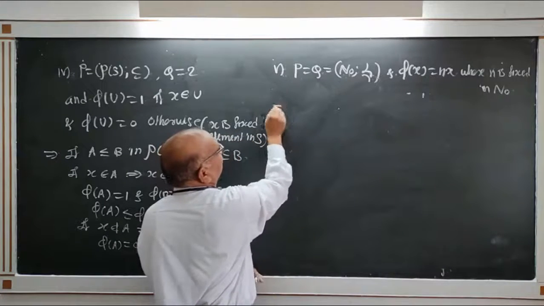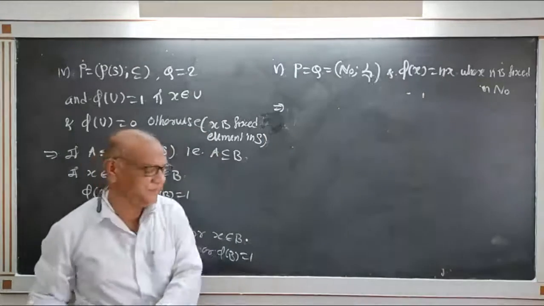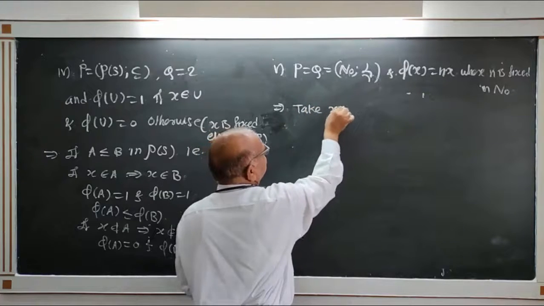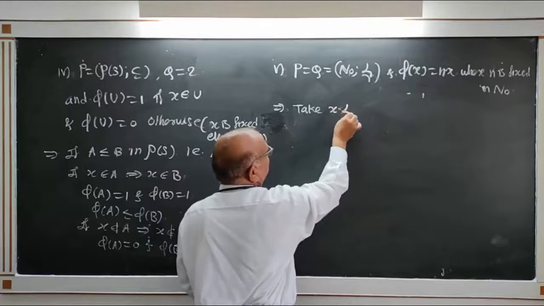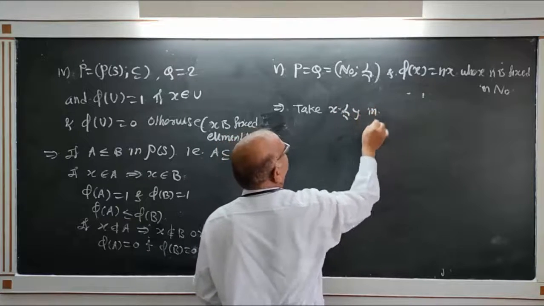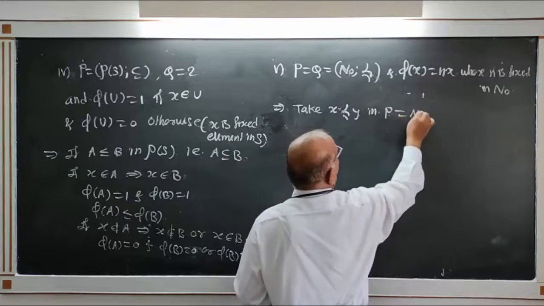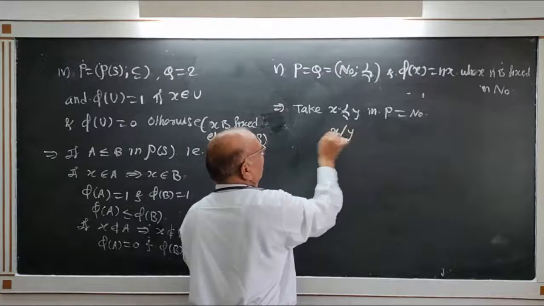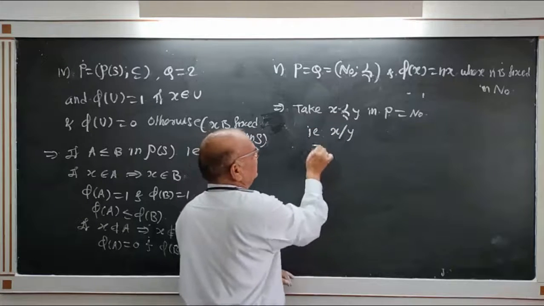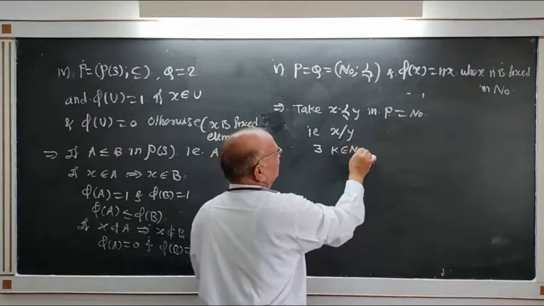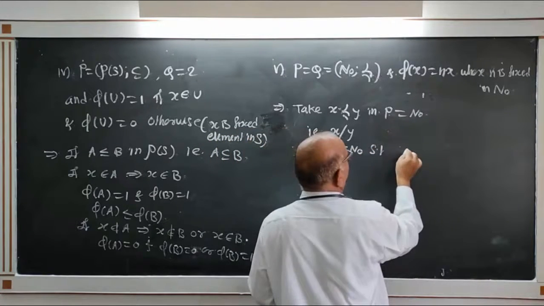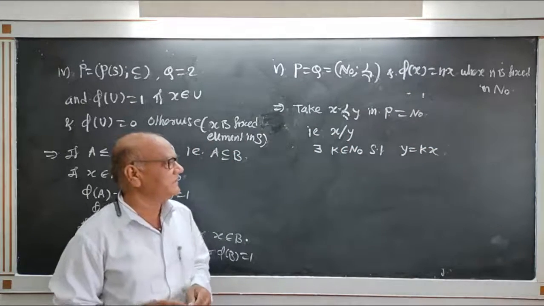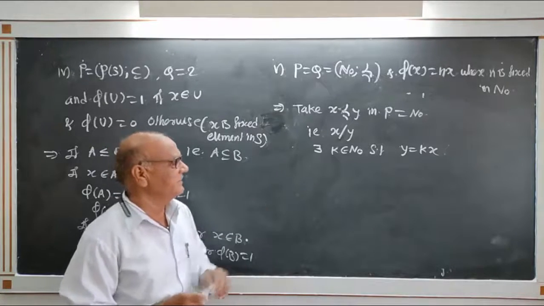Here P and Q are the same, with the division relation. Take X related to Y in P, where P means N0. That means X divides Y. There exists K belonging to N0 such that Y is equal to Kx, for the division relation here.